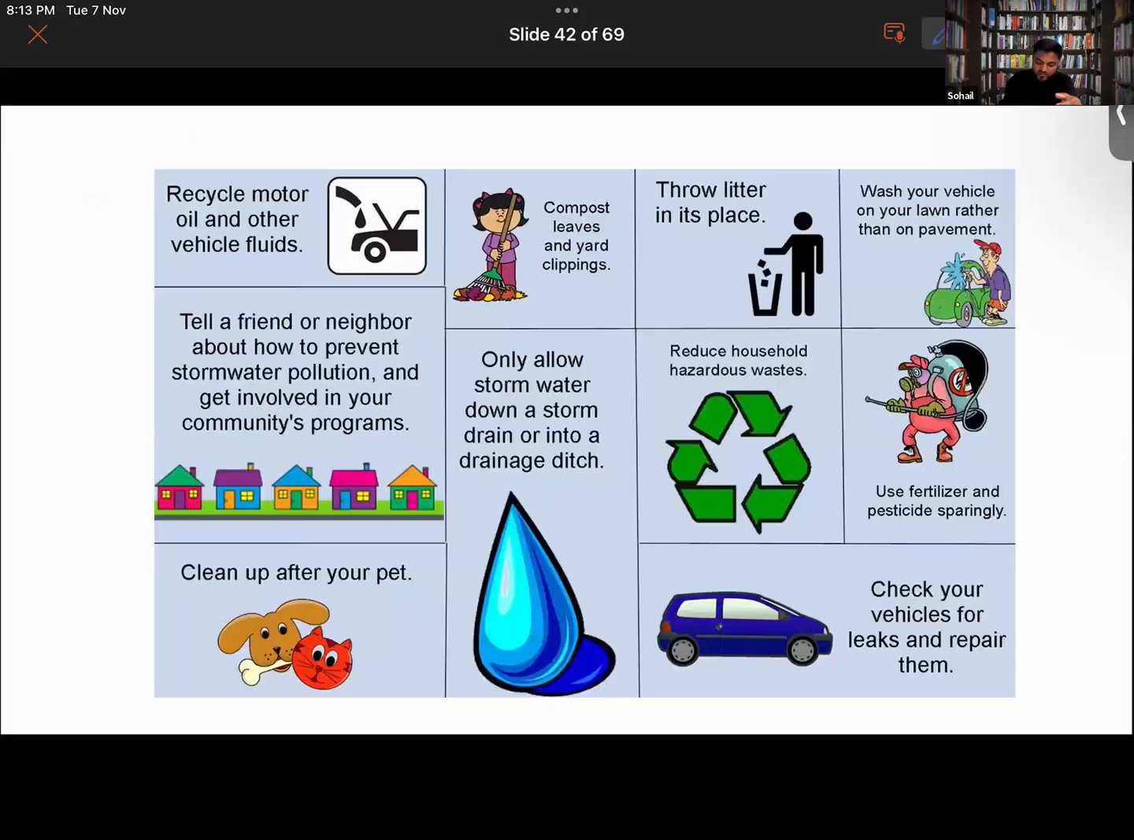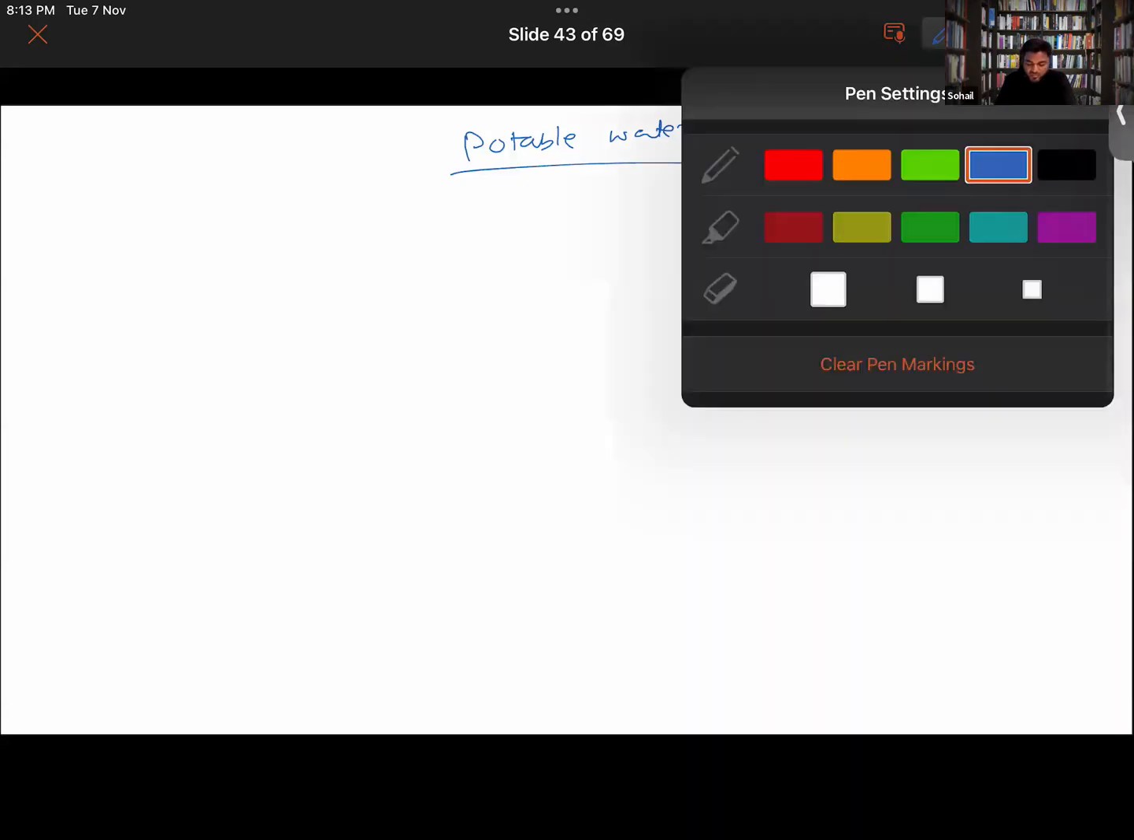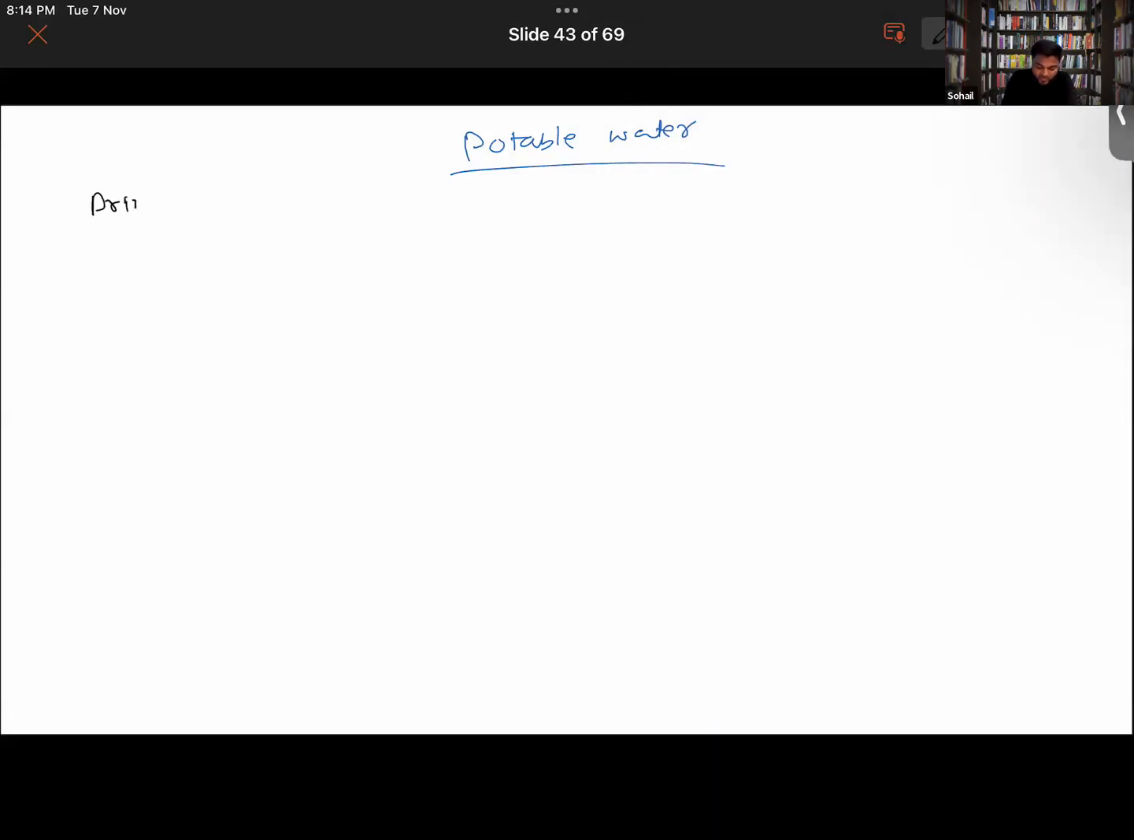Then comes the concept of potable water. What is potable water? Anyone? The water which is fit for drinking. Good. So basically, drinkable water is called potable water. Any water which is safe for drinking will be called potable water.